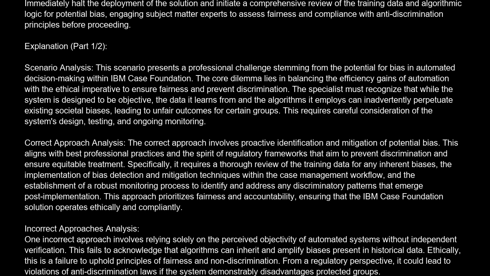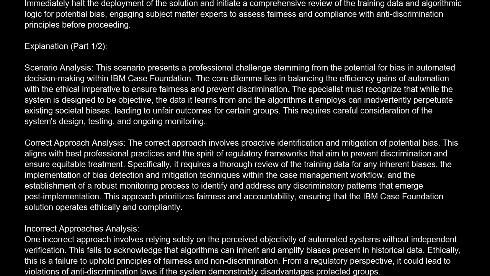Explanation. Scenario analysis. This scenario presents a professional challenge stemming from the potential for bias in automated decision-making within IBM Case Foundation. The core dilemma lies in balancing the efficiency gains of automation with the ethical imperative to ensure fairness and prevent discrimination. The specialist must recognize that while the system is designed to be objective, the data it learns from and the algorithms it employs can inadvertently perpetuate existing societal biases, leading to unfair outcomes for certain groups. This requires careful consideration of the system's design, testing, and ongoing monitoring.